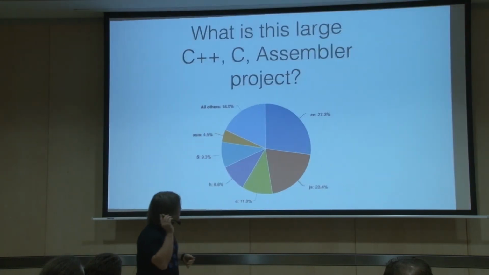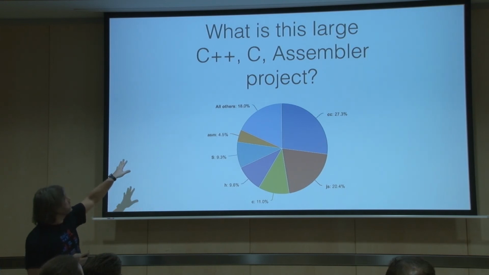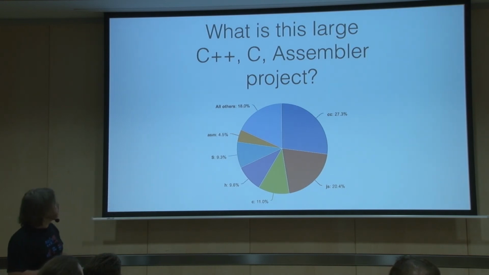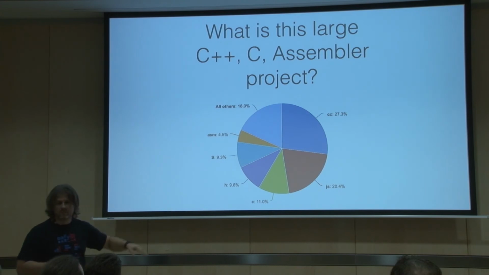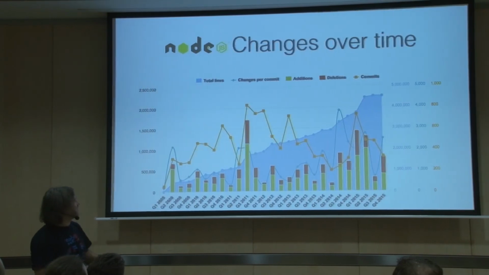Okay, let's move quickly through the other projects. So the quest: what is this large C++, C, assembler project with some JavaScript components? Any guesses? Really? You have heard this today. It's Node.js.